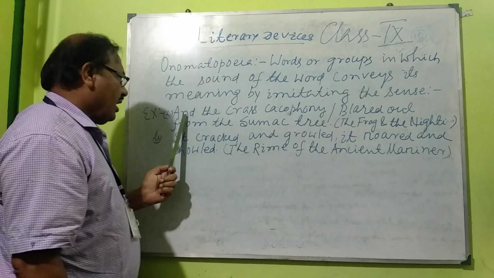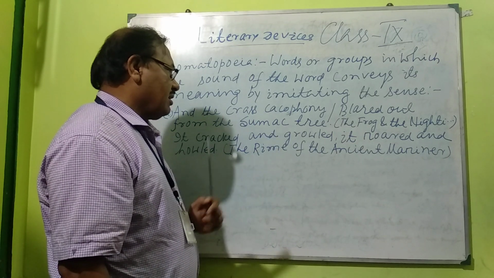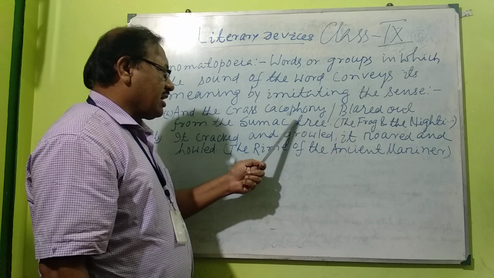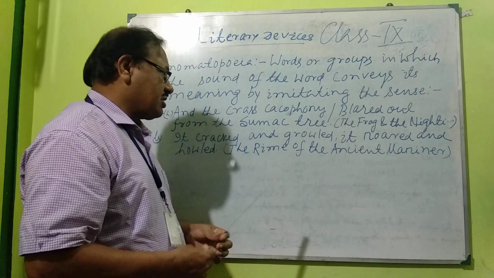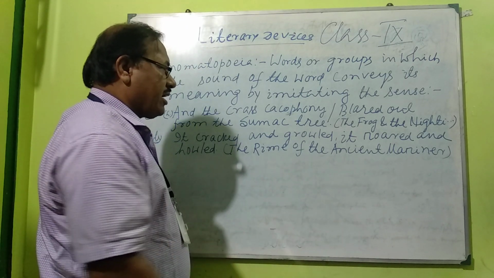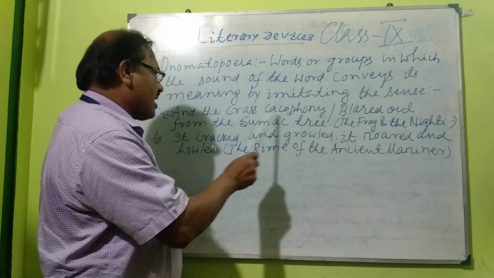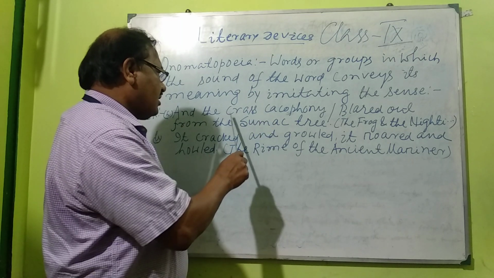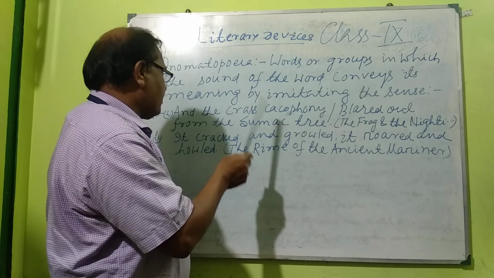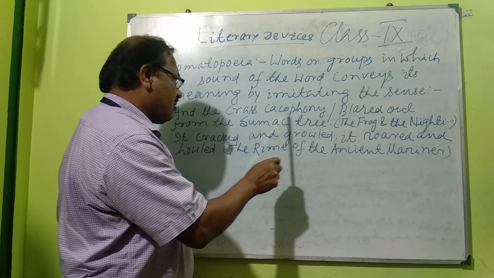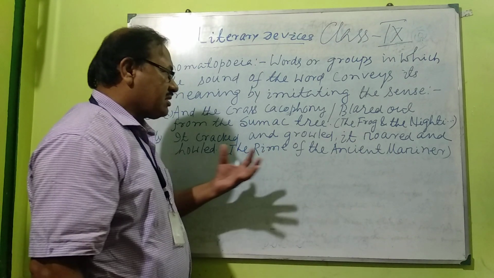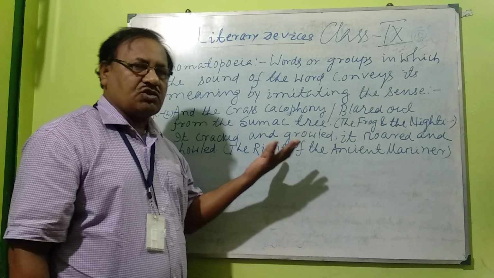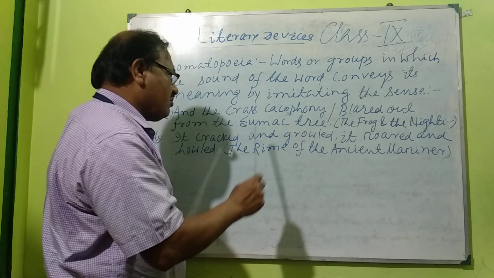Example you take. "And the crash cacophony blared out from the sumac tree." This is taken from Vikram Seth's poem, The Frog and the Nightingale. So the crash cacophony, unpleasant, the noise, a sound word. Onomatopoeia, sound word. It produces some sort of sound, crash cacophony, sound of that frog. Blared out. Blared out is produced. That is also a sound.